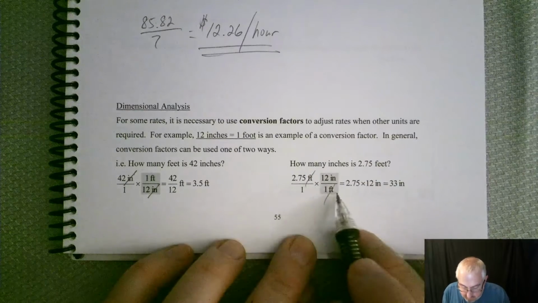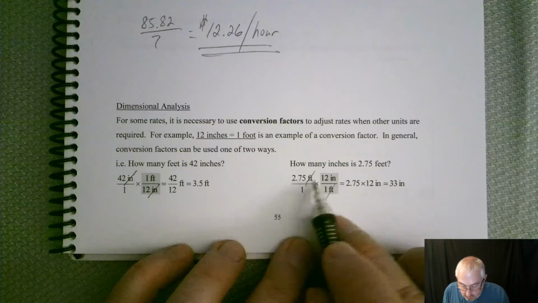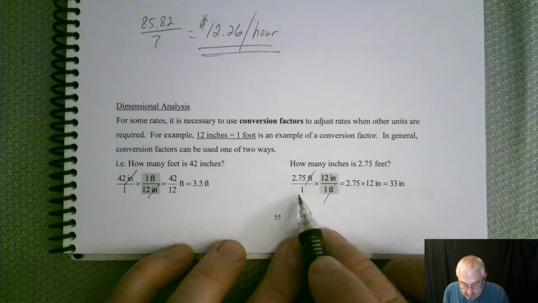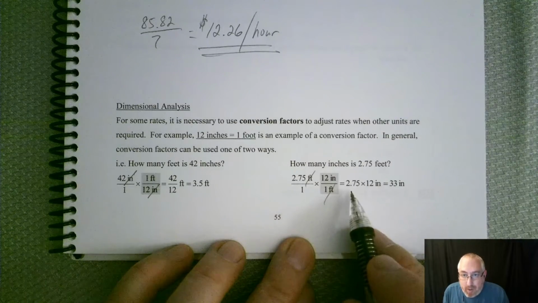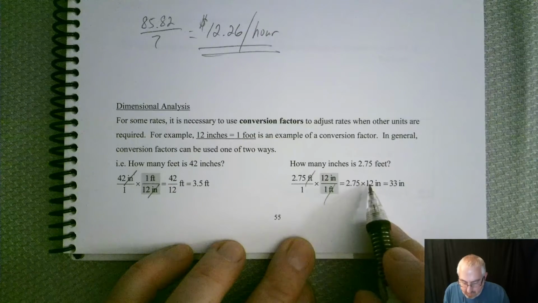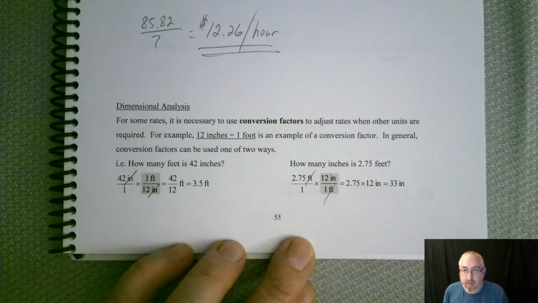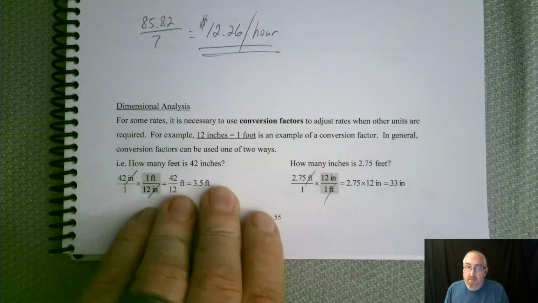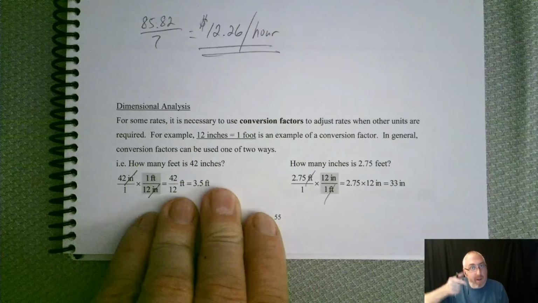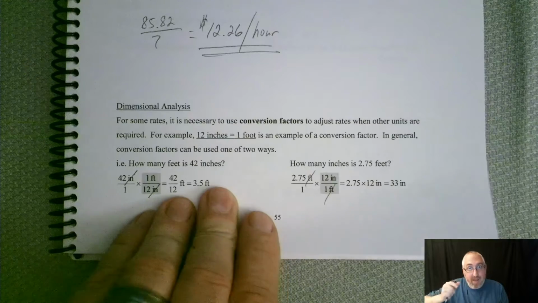So in this case, now the units cancel, so we multiply straight across. Again, the ones on the bottom aren't going to do anything, so we can just leave them out. And we just multiply those two numbers together to get 33 inches. So that's always the way these problems are going to work. You either can write it one way or you can write it the other way to get things to cancel out. So let's try a few.